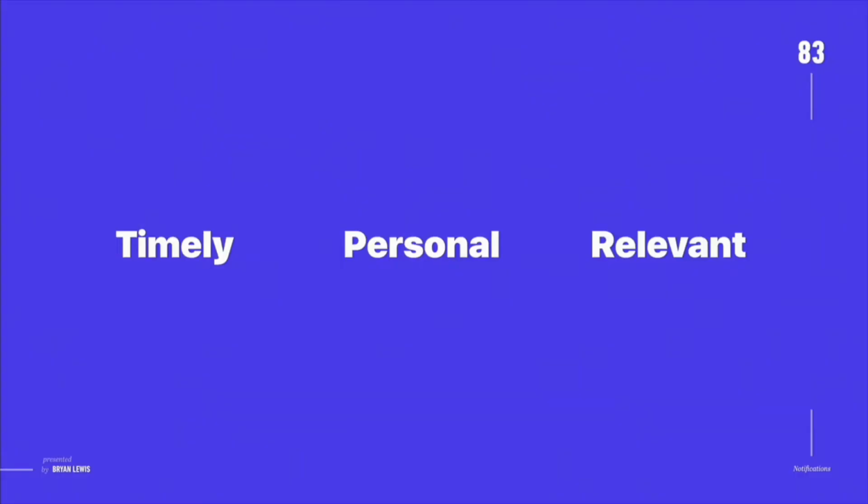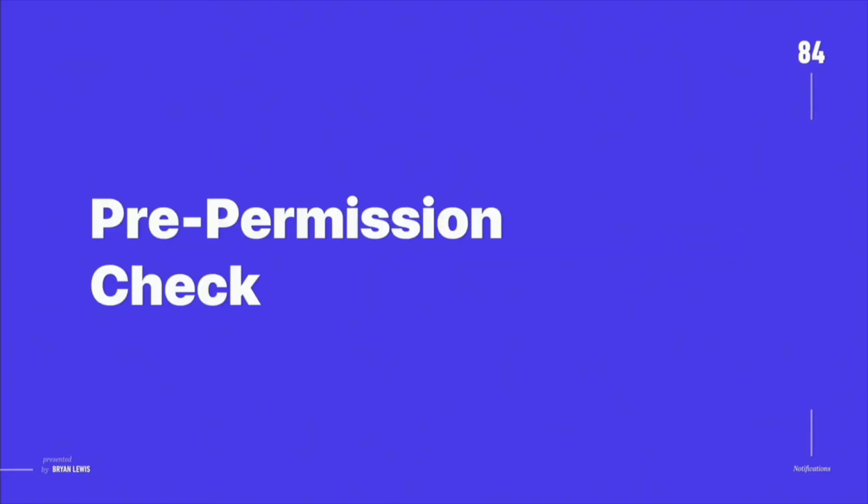Notifications are most effective when they're timely, personal, and relevant. And all of it starts by us asking our users for permission to send them our notifications. So we want to keep in mind that every single app these days that's out there is asking our users if they can send them notifications. So we're probably going to have to work a little bit harder to convince our users as to why they should accept notifications from us. And a great way to accomplish this is to use what's called a pre-permission check.